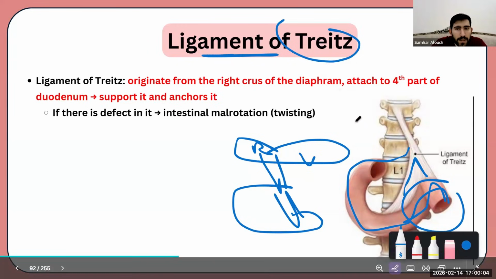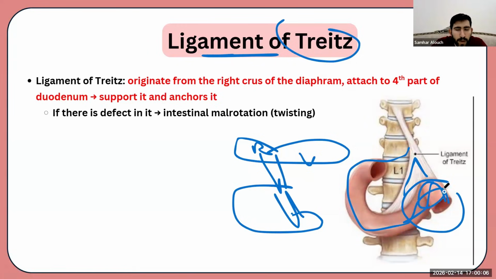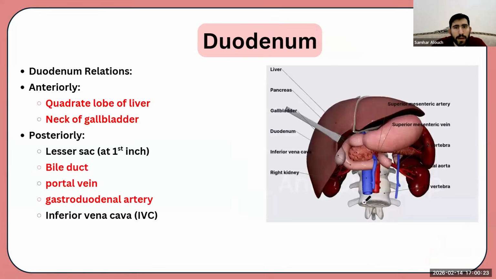So the ligament of Treitz is a ligament that is attached to the fourth part or the ascending part of the duodenum, and it's supported and anchored, preventing it from malrotating or moving. Okay. If we have a defect of the ligament of Treitz, we will have intestinal malrotation or twisting. This part will twist around the other parts.